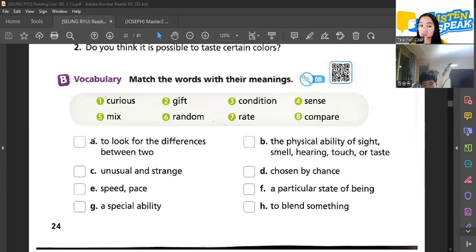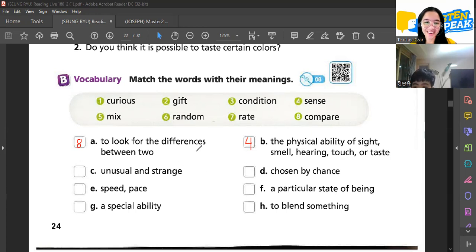No. So now, let's start with letter A. We look for the difference between two. Compare. Okay, it's compare. Very good. How about letter B? Physical ability: sight, smell, hearing, touch, or taste. Sense. It's sense. Very good. Our five senses. Letter C? Curious?